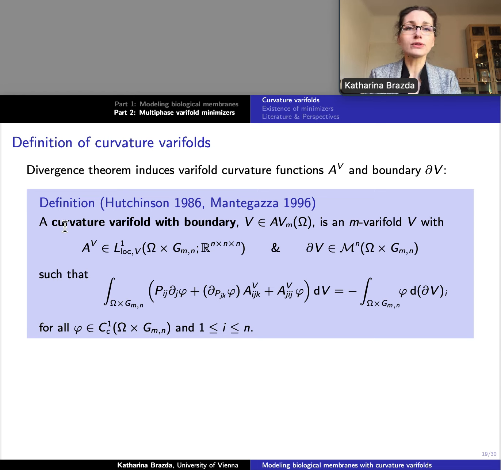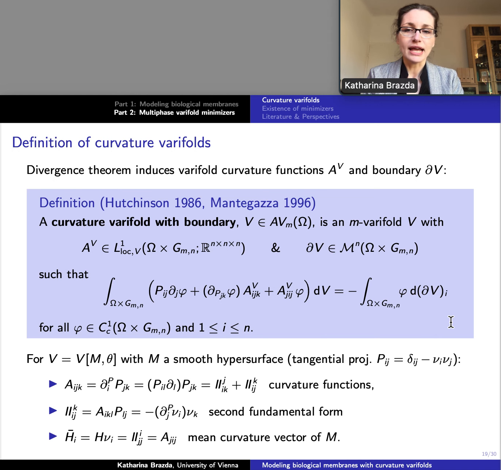So a varifold is called a curvature varifold with boundary if there exist curvature functions A and a vector-valued Radon measure, such that this integration by parts identity holds. And this again can be seen as a generalized surface divergence theorem, but now given as an integral over omega cross Grassmannian.